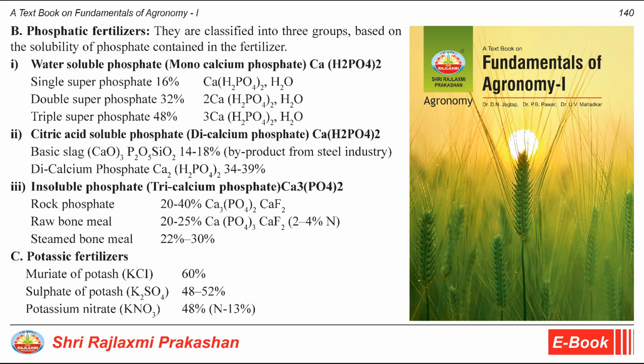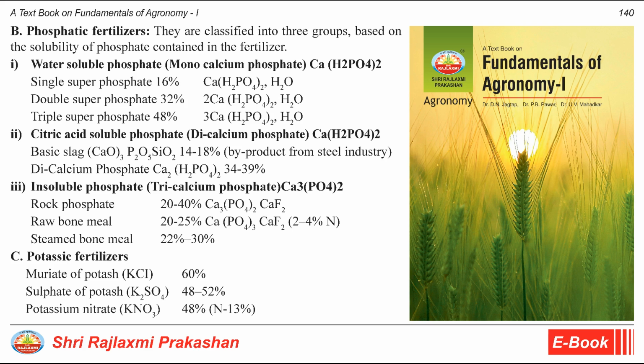Point B, phosphatic fertilizers. They are classified into 3 groups based on the solubility of phosphate contained in the fertilizer. Number 1, water-soluble phosphate: monocalcium phosphate, Ca(H2PO4)2. Single superphosphate 16%, Ca(H2PO4)2·2H2O. Double superphosphate 32%, Ca(H2PO4)2·2H2O. Triple superphosphate 48%, 3Ca(H2PO4)2·2H2O.